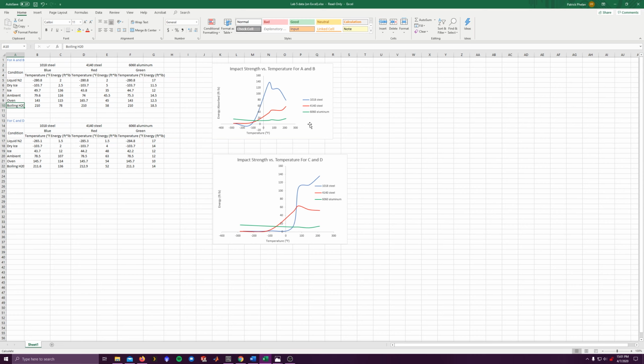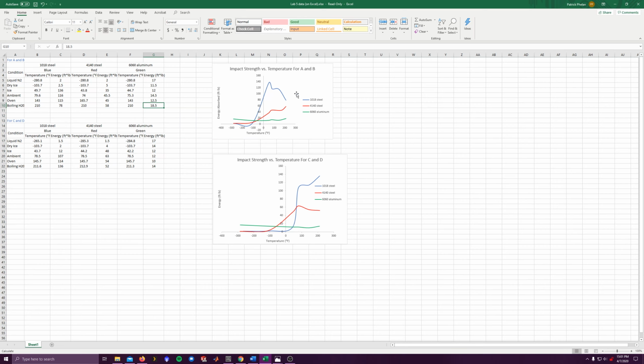And then we'll also see some trends where for aluminum here, it's fracturing at the same kind of energy, pretty consistent for different temperatures. So for the liquid nitrogen, if we're looking at the aluminum, it was absorbing an energy of 17 foot-pounds. And then when we went up to boiling water, it also fractured at an energy of 18.5 foot-pounds. So that difference in energy is pretty minimal.